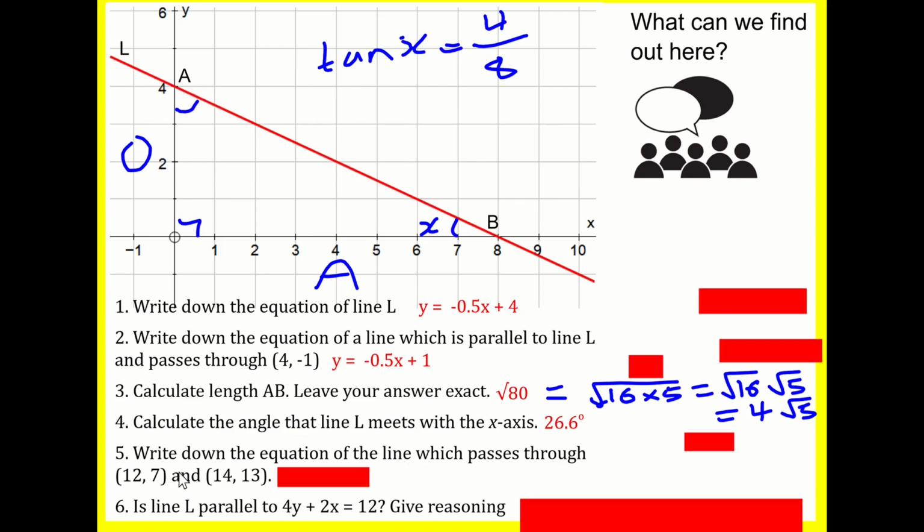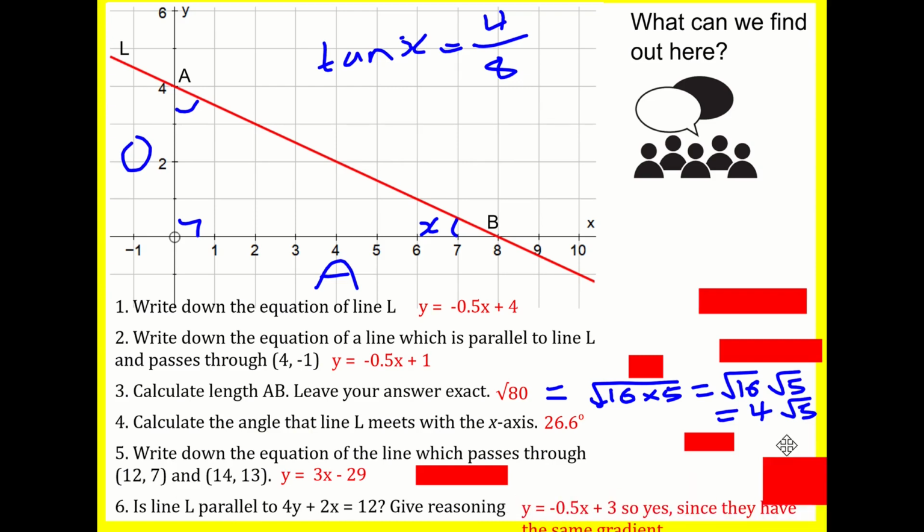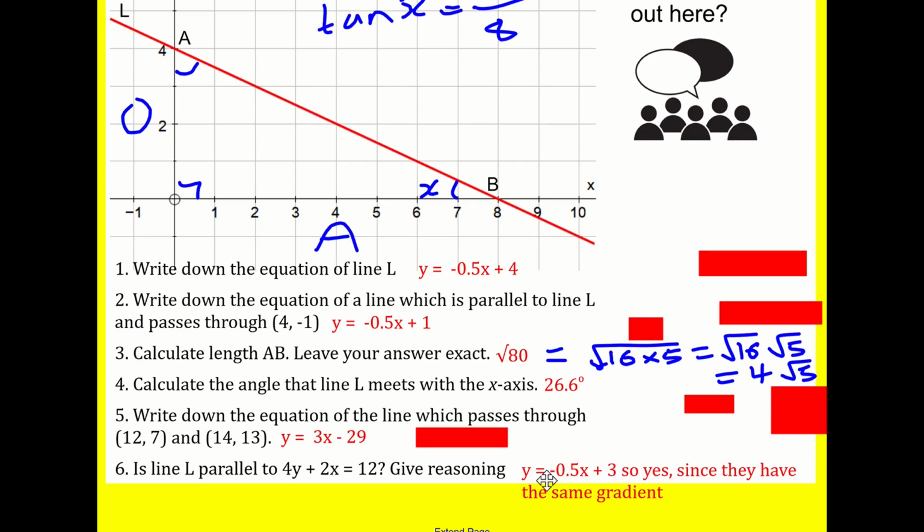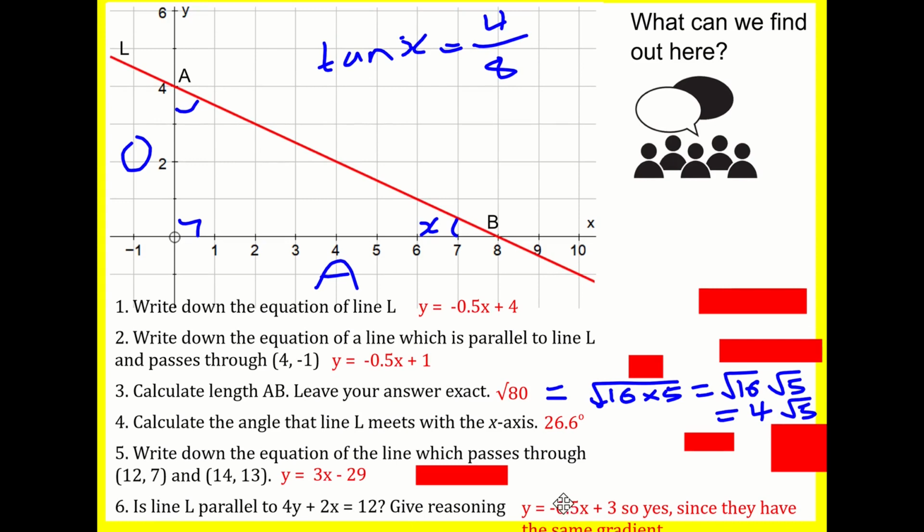Equation of a line passing through 2 points, find the gradient. I go 2 along and 6 up, so it's going to be a gradient of 3, and I can substitute in one of the points. I get y = 3x - 29, way off the graph, but that's how we can do it algebraically. And is line L parallel to this line here? We can rearrange it, and it becomes y = -0.5x + 3. So yes, because they have the same gradient, this one here and this one here.